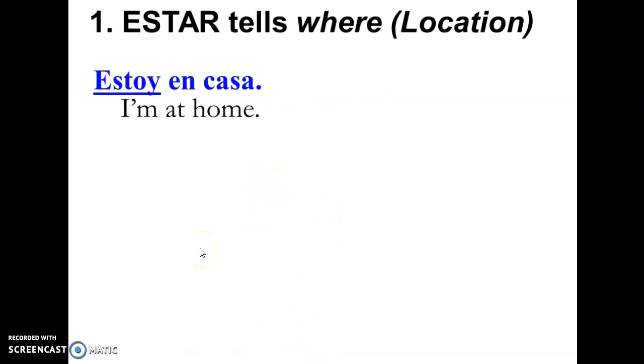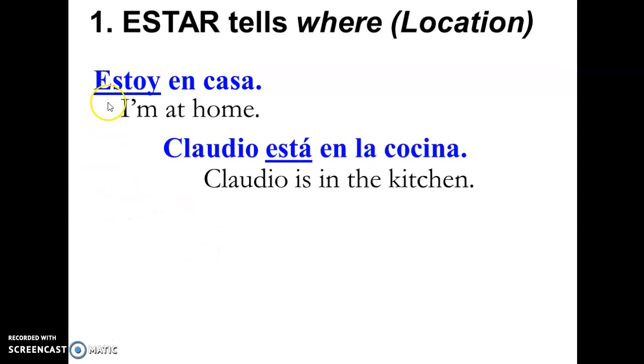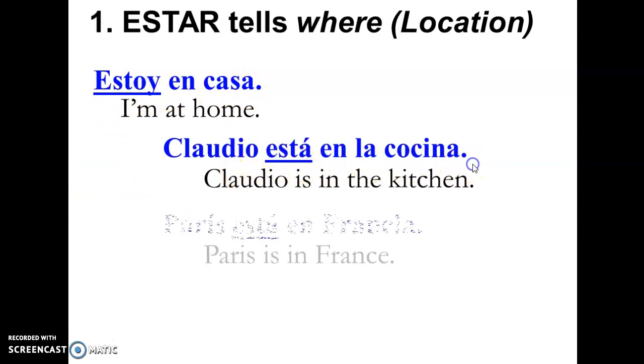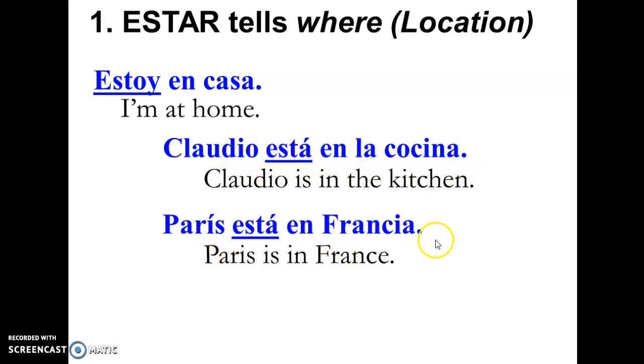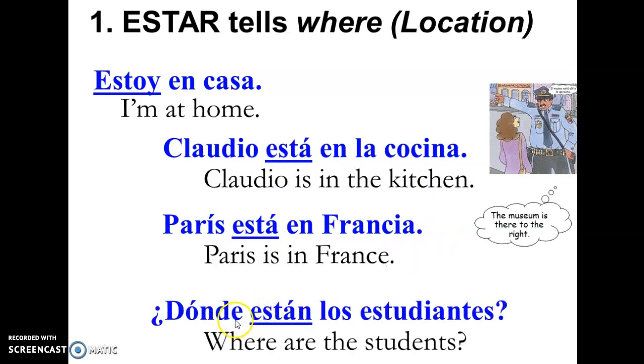So to tell where someone or something is. Location. Okay, so these are several examples. Estoy en casa. Claudio está en la cocina. París está en Francia. ¿Dónde están los estudiantes? So these are all about location.